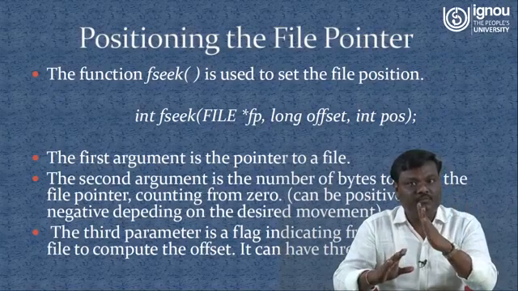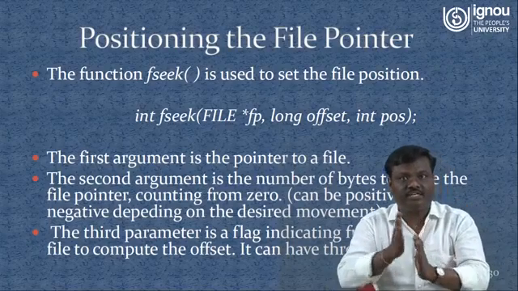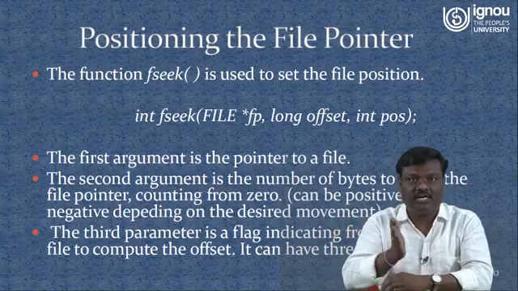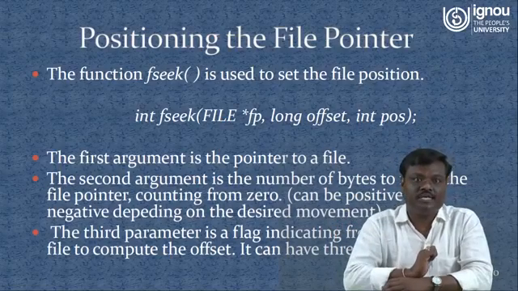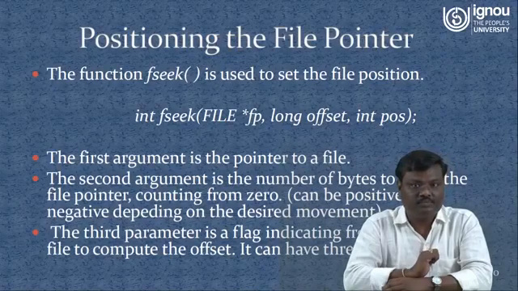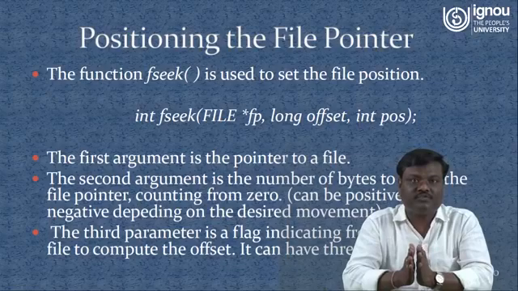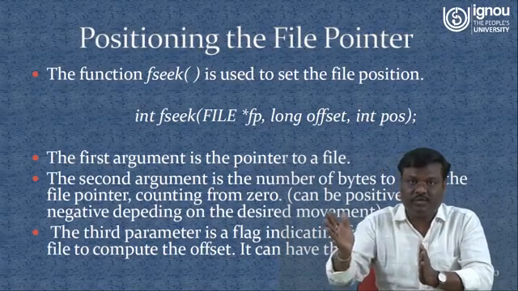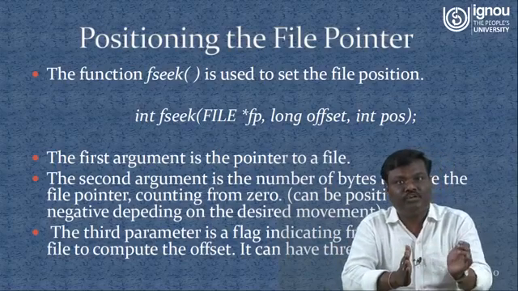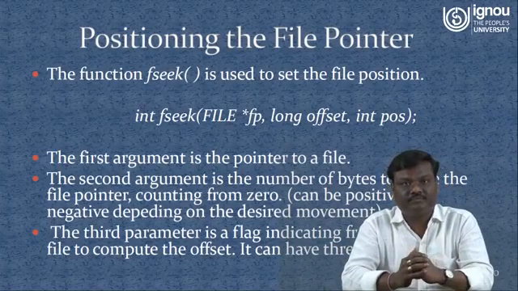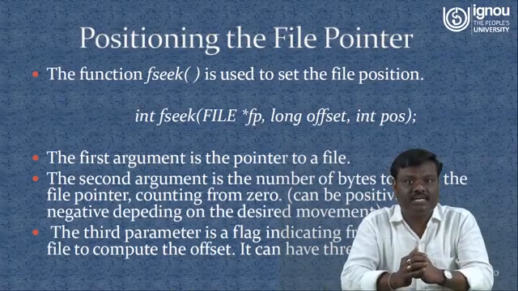Either it can be moved in a positive direction, in the progressive way, or else we may want to fetch the earlier values. So both things are possible. From count 0, the existing position, suppose you treat it as 0, either it can be positive by moving forward or negative by moving backward from the existing line. So that is meant for the second argument.